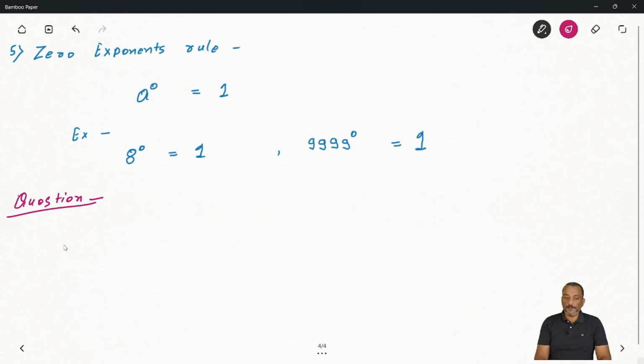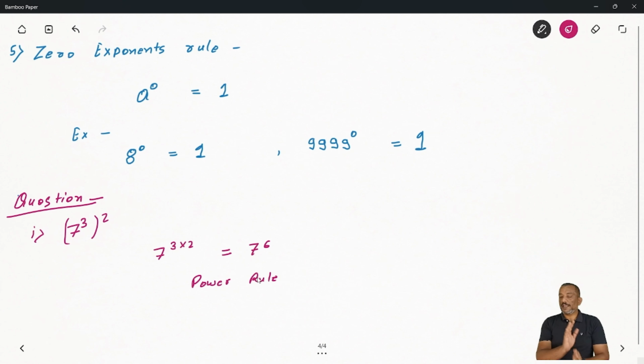Suppose you are given a question: 7 exponent 3 and the whole is exponent 2, and you are asked to solve it. Which rule does it follow? The power law. So we can say 7 to the power 3 times 2, so 7 exponent 6. This is based on the power rule. You might get this type of question in the Olympiad.